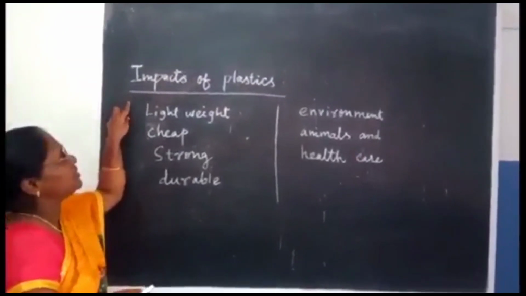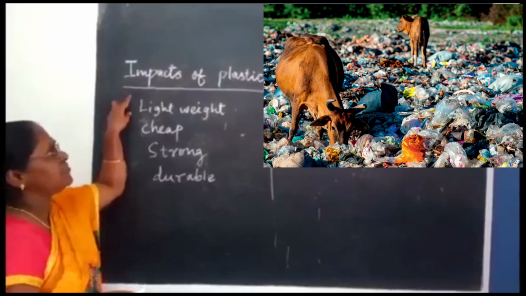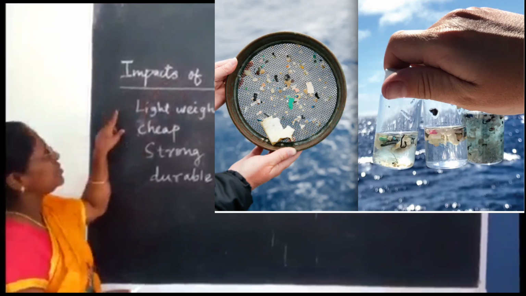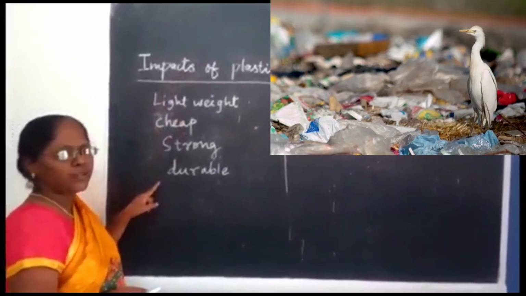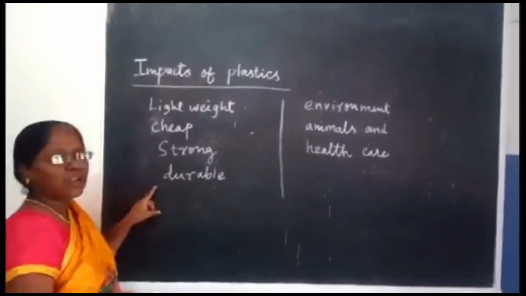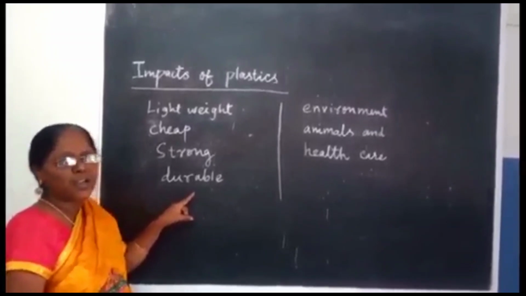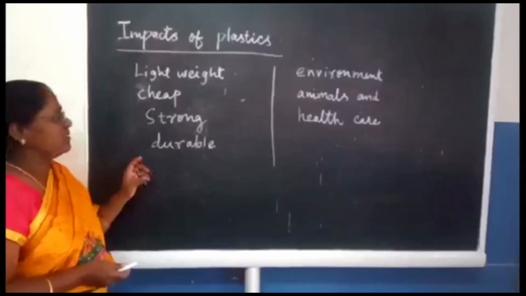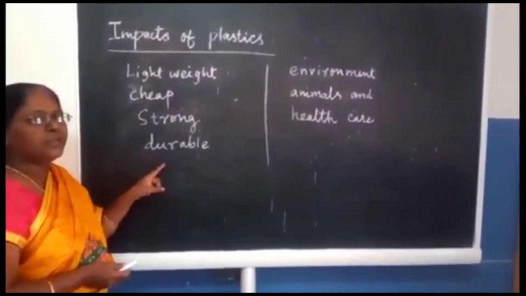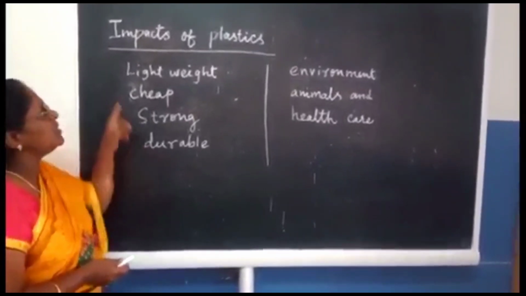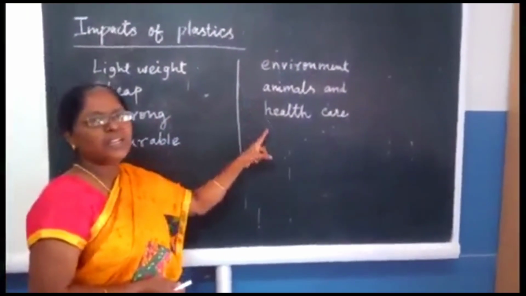Next one we are going to see about impacts of plastics. Impacts means effects. So plastics are lightweight, cheap, strong and durable, and these plastics have some benefits to our modern life. Particularly, one-time use and throwaway plastics are having serious impacts on the environment, animals and healthcare.